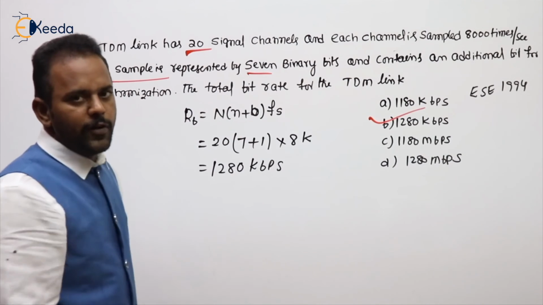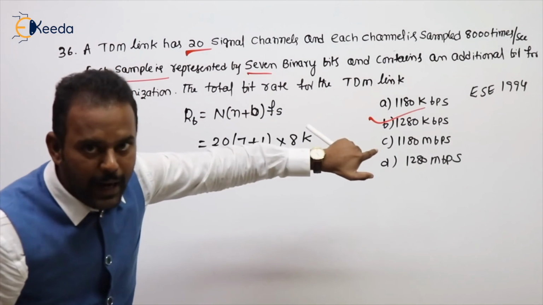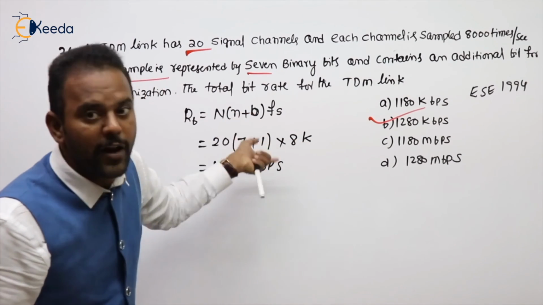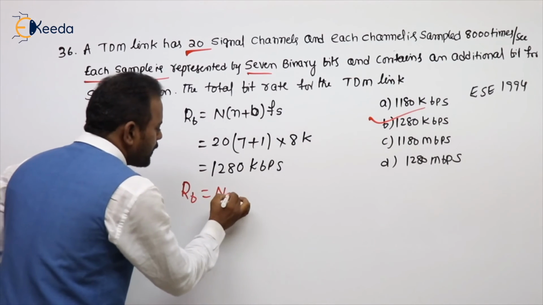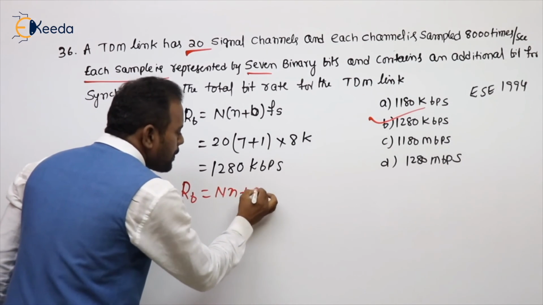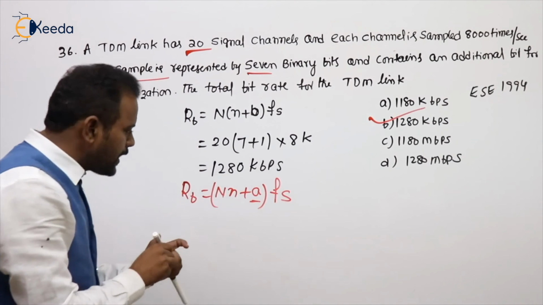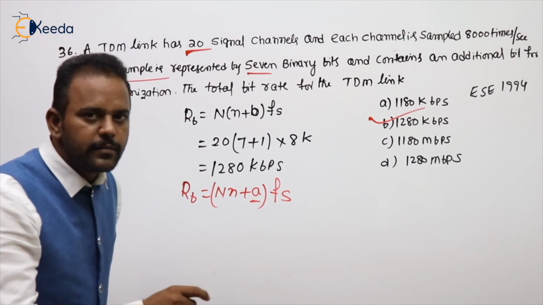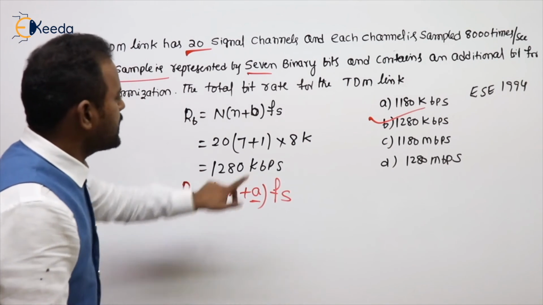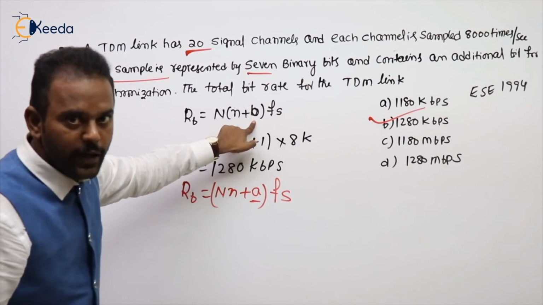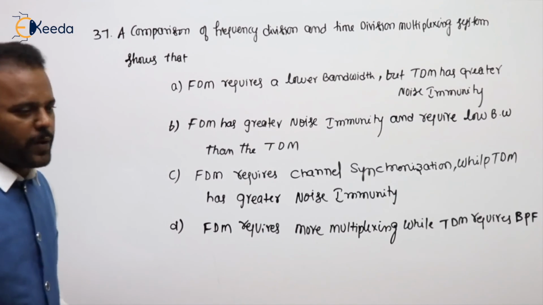The same problem, if they give us synchronization bits per frame, then what is the formula? Rb equals (N times n plus A) times Fs, where A indicates the number of synchronization bits per frame. The previous one was per sample. See the difference. Clear?